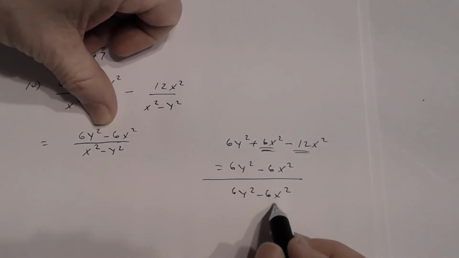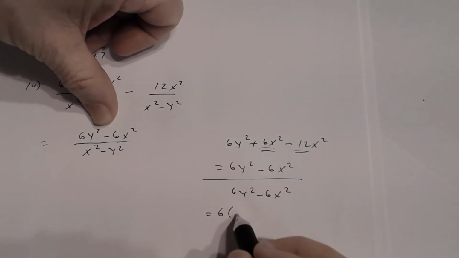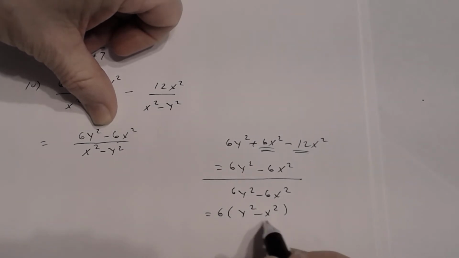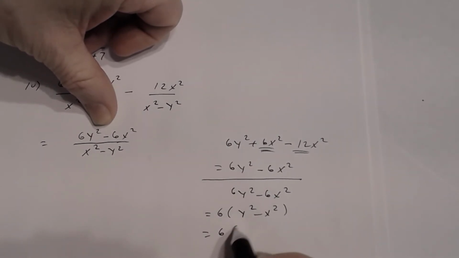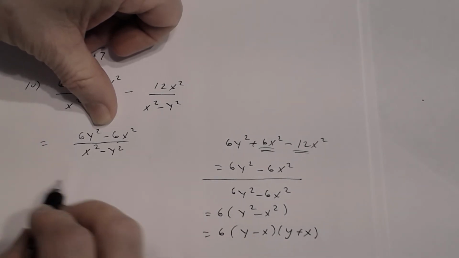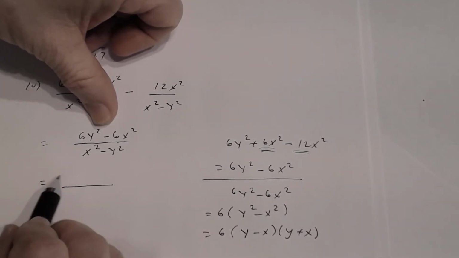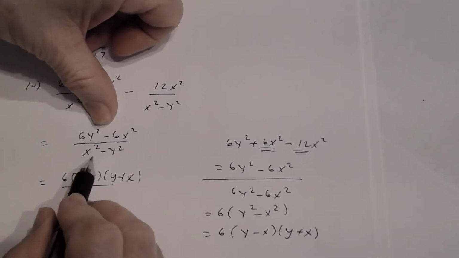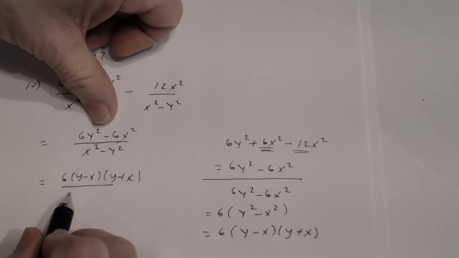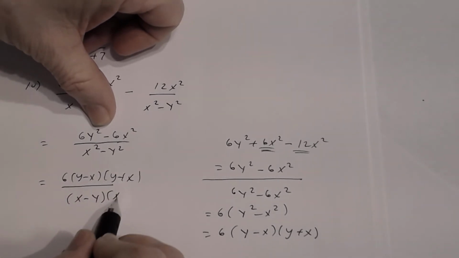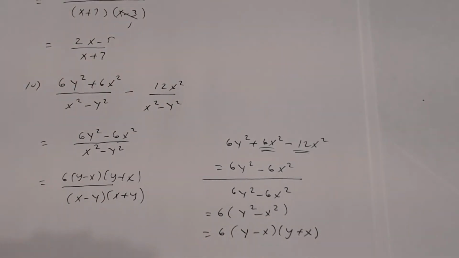To factor this, I can factor out a 6. So I get 6 times (y squared minus x squared). And that's the difference of two squares, so I can factor that further: 6 times (y minus x) times (y plus x). That is the numerator, so that goes here. The denominator is also a difference of two squares, so I get (x minus y) times (x plus y) this time. All right, that's where I'm at.